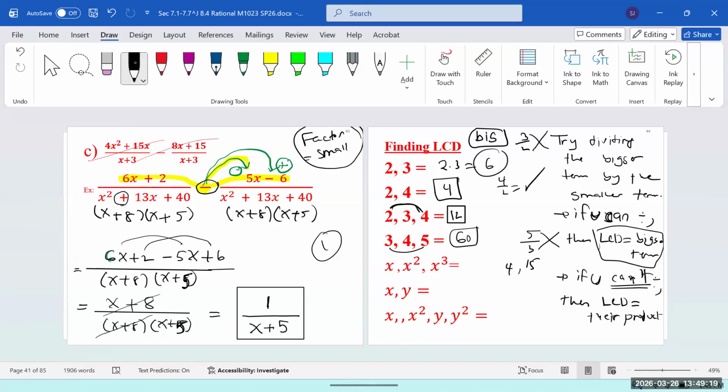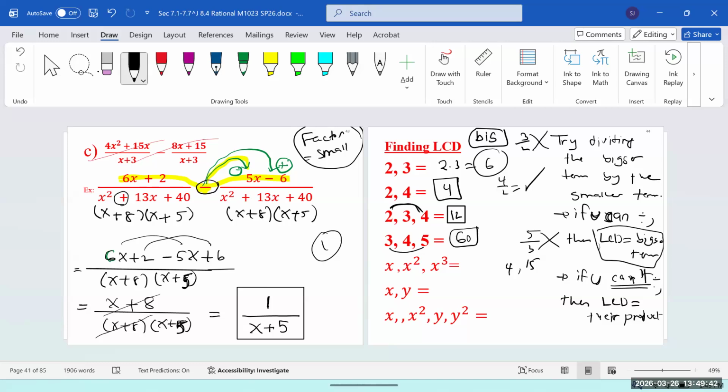60 is the smallest number. Yeah. If you have multiple numbers, work with all the odds and all the evens, and then see which one you can divide. If you can divide, the bigger one is the answer. If you cannot divide, their product is the answer.